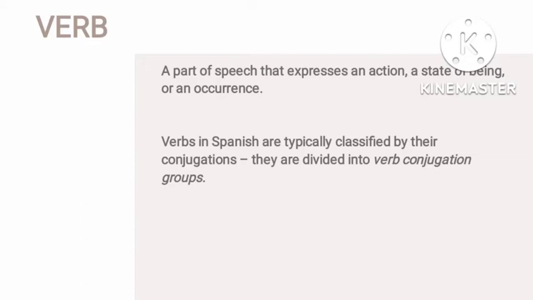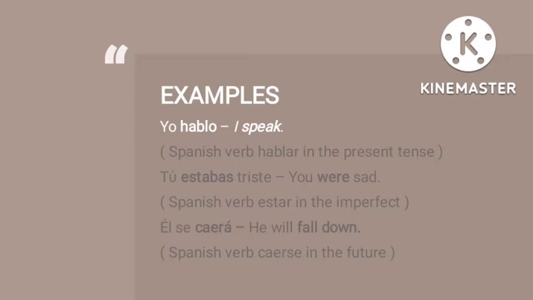Verb is a part of speech that expresses an action, a state of being, or an occurrence. Verbs in Spanish are typically classified by their conjugations. They are divided into verb conjugation groups. Here are examples of Spanish verbs.